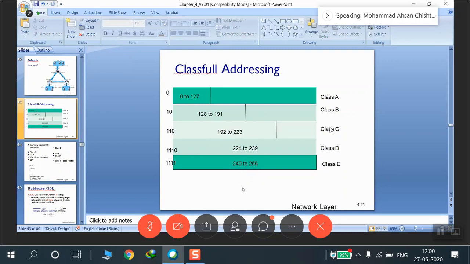Another way by which you can determine what is basically class E: class D was multicast addresses, and class E was denoted for future use, that we'll use in the future. But then IPv6 came, which we'll study next. So starting with the first bit, check: is the first bit 0?